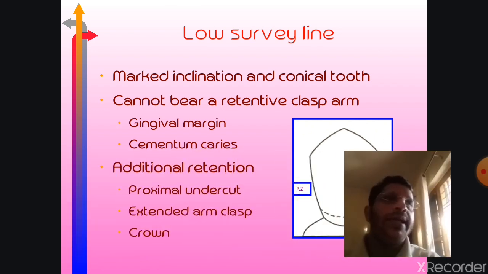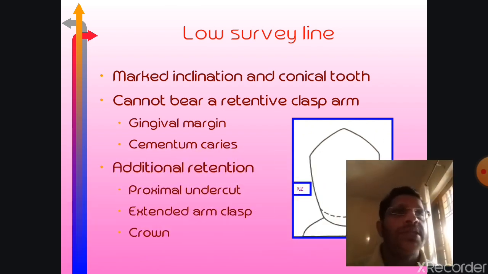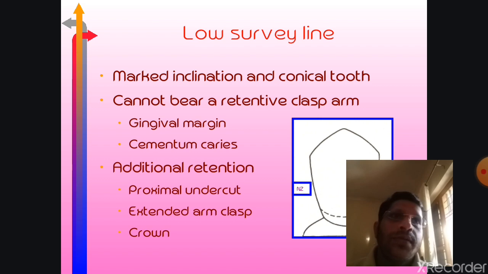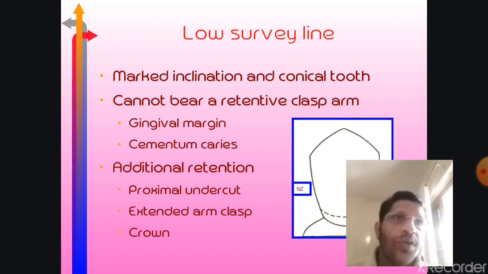Then next is low survey line. Marked inclination and the conical tooth are the areas where you can see low survey line. And it cannot bear a retentive clasp arm. So in these cases you need to modify the tooth either by means of restoration or by means of a full veneer crown, wherein you have to make the tooth to a favorable survey line. So if the tooth has got a low survey line, it cannot bear a retentive clasp arm.